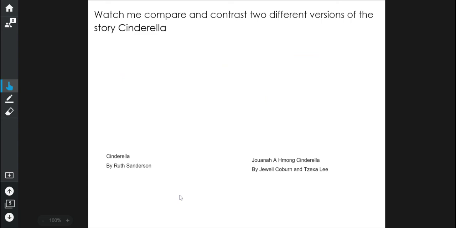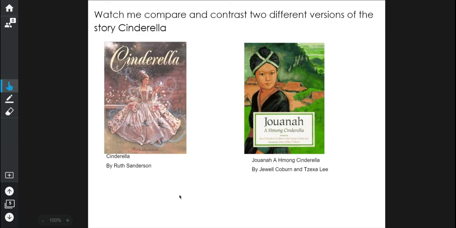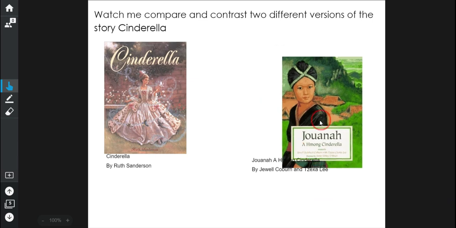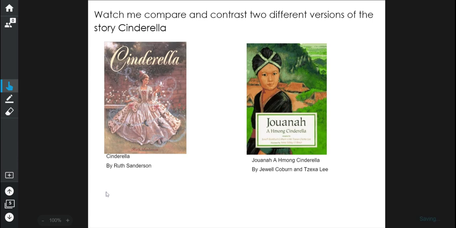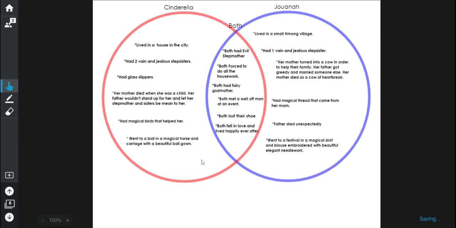So I did this on my own. I compared and contrasted two different versions of the story Cinderella. So I started with this one, which is just the regular old Cinderella that most of us know, by Ruth Sanderson. And then I also read Juana, Juna, which is a Hmong Cinderella by Jewell Coburn and Tzexa Lee. So I compared and contrasted these two stories. I read them on my own, and then I made my own Venn diagram. So you guys can see here what I did.